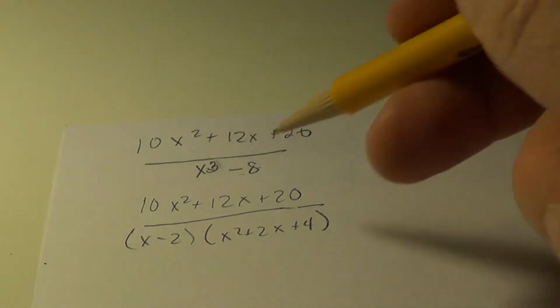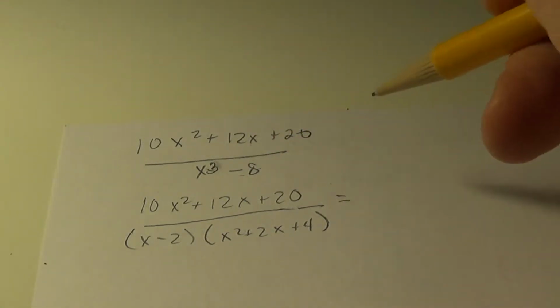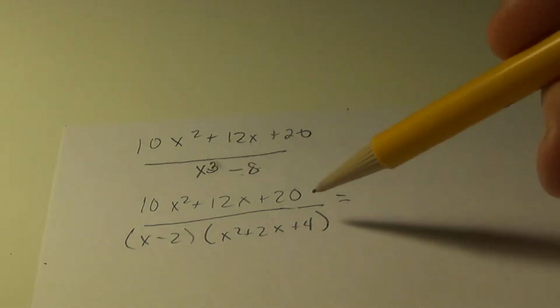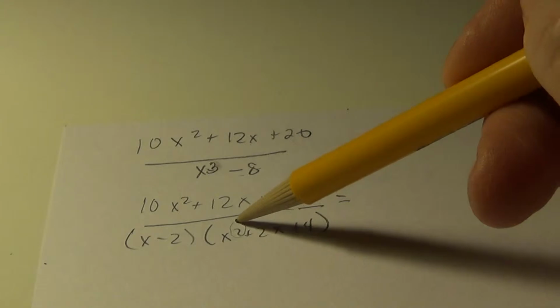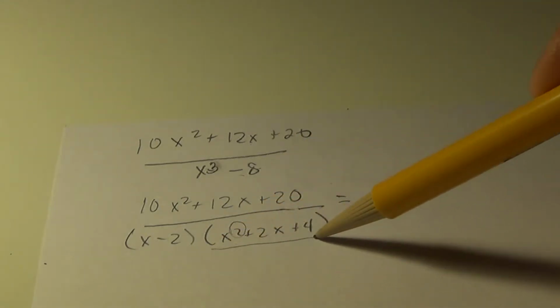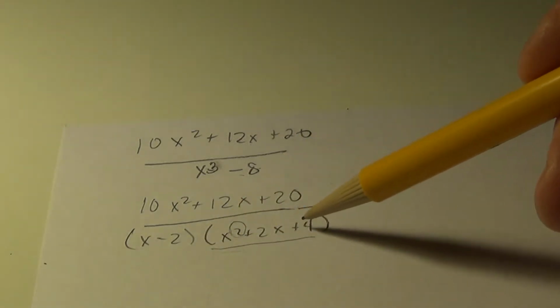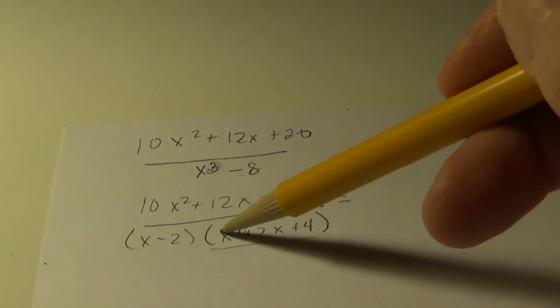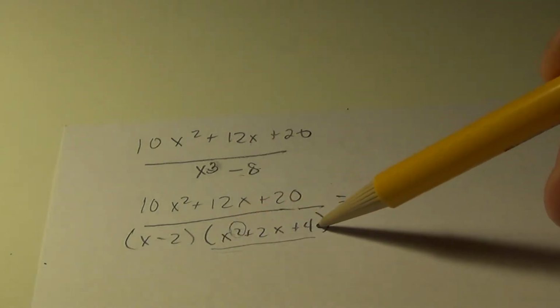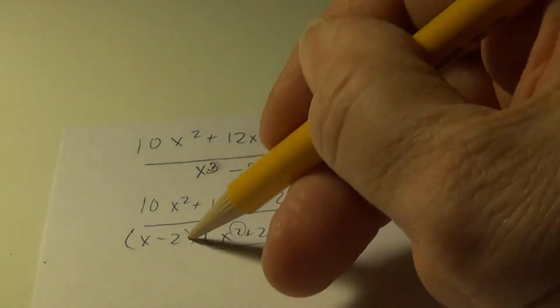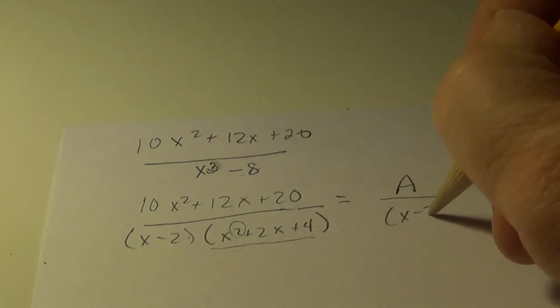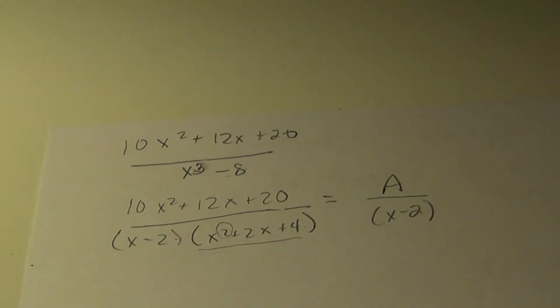The complication that has arisen this time is that this has a quadratic expression as one factor. This cannot be factored any further. So this is a quadratic factor and it's irreducible. So I'm going to do what I did before. I'm going to put an A over the x minus 2, which you probably saw coming.